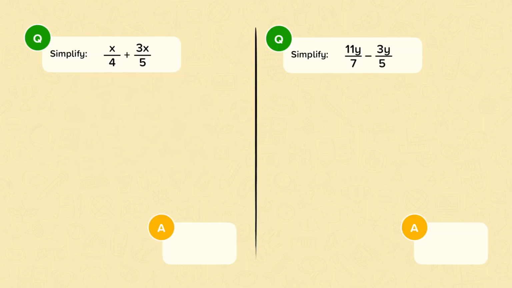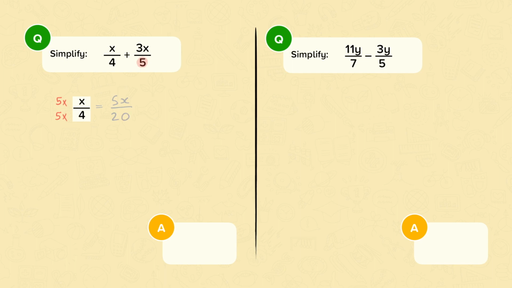Let's try some questions. Question 1. Simplify x over 4 plus 3x over 5. Now, we can't add these fractions together because the denominators are different. So my first step is to multiply this fraction, top and bottom, by 5. That gives us a fraction of 5x over 20.